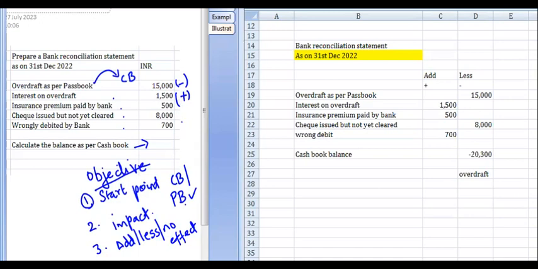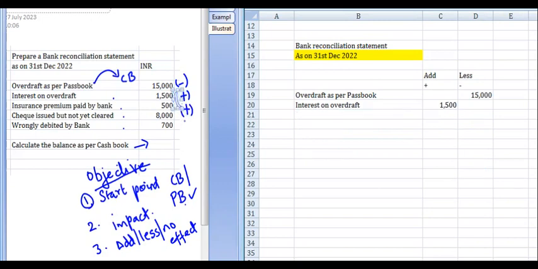So this balance is to be added back to the passbook in order to arrive at the cash balance. The second scenario is insurance paid by the bank, insurance premium paid by the bank. In this case, the premium is being paid by the bank, which the accountant is not aware of. So similar to the first transaction, this is an expense which we need to add back in order to arrive at the balance as per the cash book.